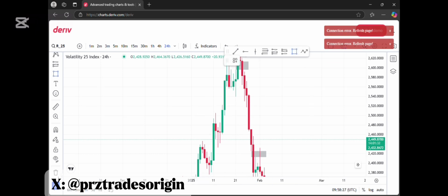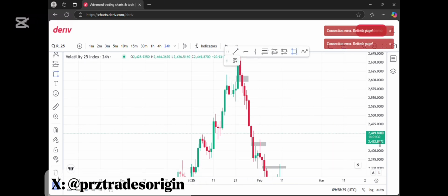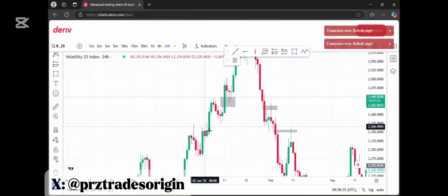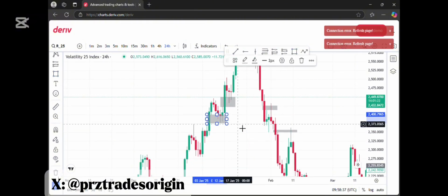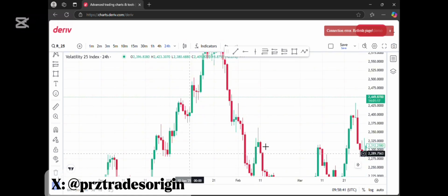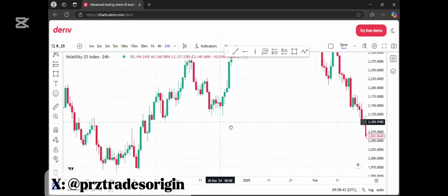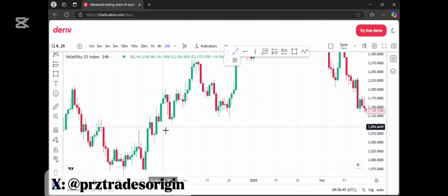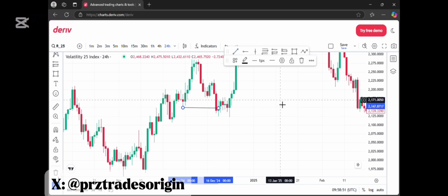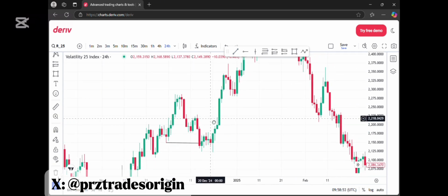But as you can see, what does the market always do? Look at this fair value gap right here, respected. Same thing right here, respected. You choose one concept. Okay, let's look at the concept of liquidity sweep. Let's say we are planning to buy from this particular level. Liquidity sweep, respected.